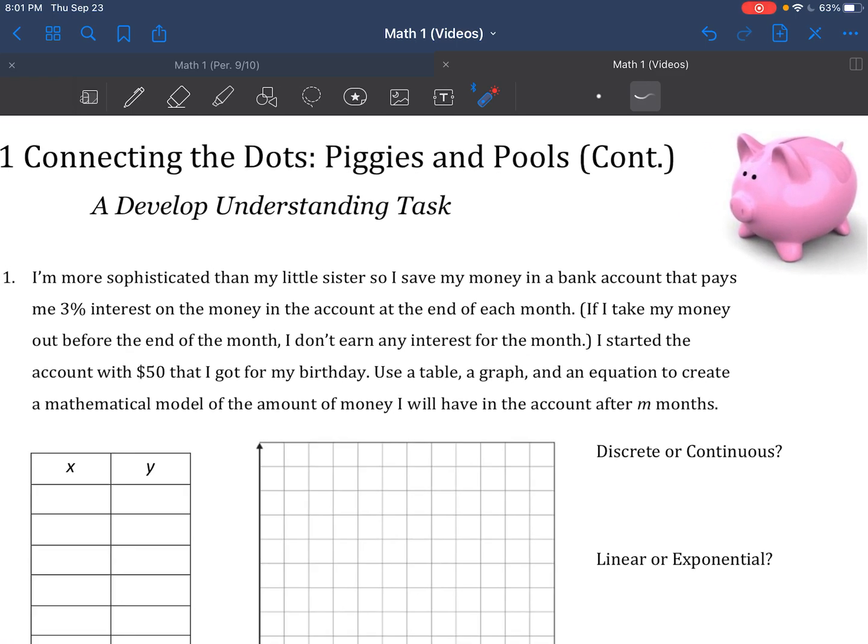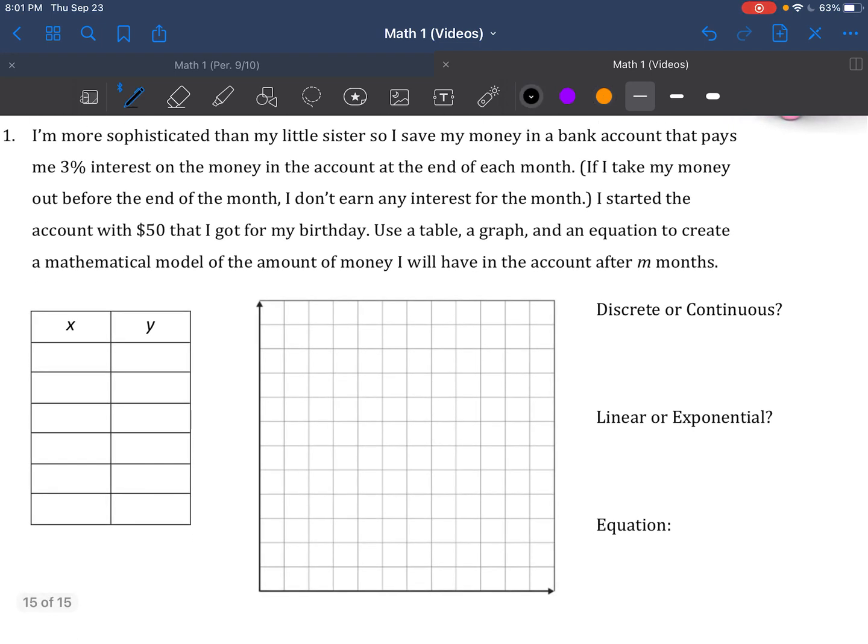So it's a continuation of yesterday. So I'm more sophisticated than my little sister, so I save money in a bank account that pays me 3% interest on the money in the account at the end of each month. If I take money out before the end of the month, I don't earn any interest for the month. I started the account with $50 that I got for my birthday. Let's make a table. We'll skip the graph, and we'll write an equation.